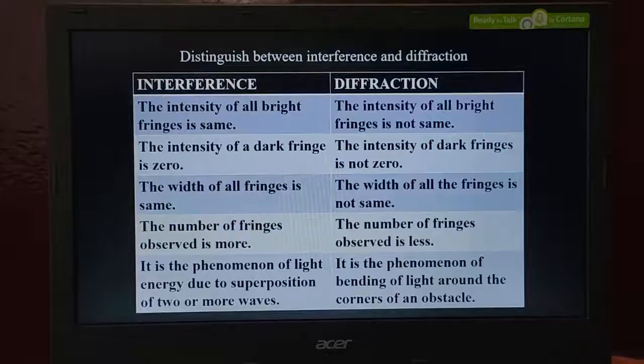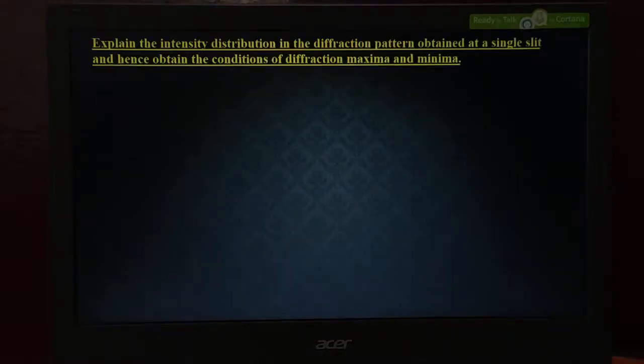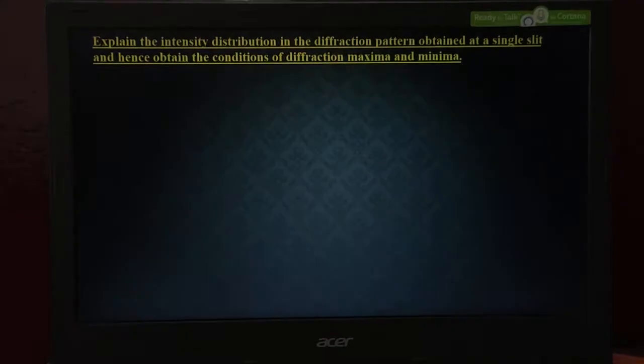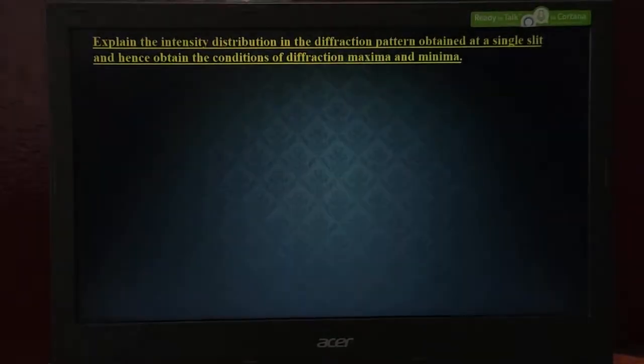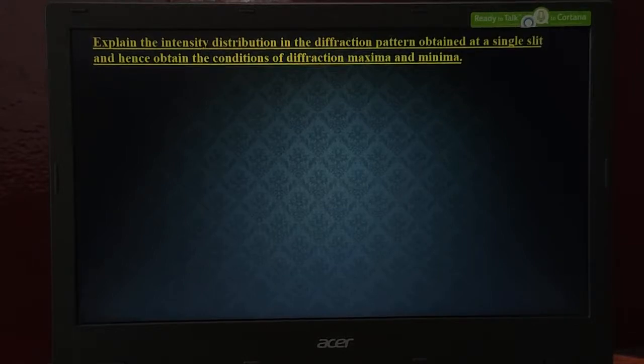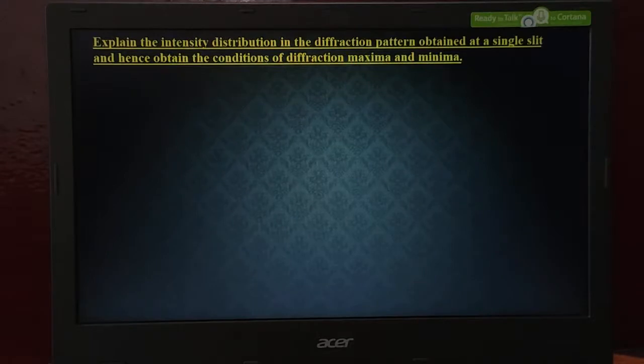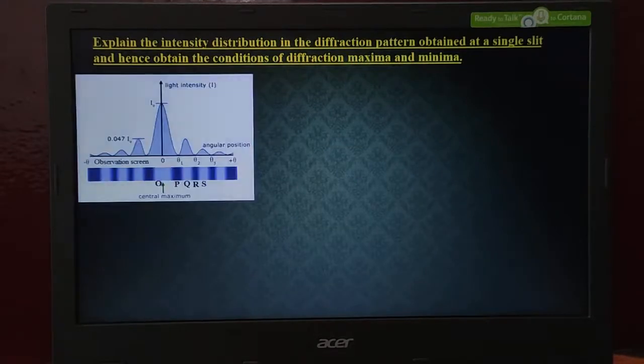Okay. Intensity distribution in the diffraction pattern obtained at a single slit. This is how it will be. We have to explain the intensity distribution in the diffraction pattern obtained at a single slit, and hence we have to obtain the condition for diffraction maxima and diffraction minima. Here is the diagram for intensity distribution.